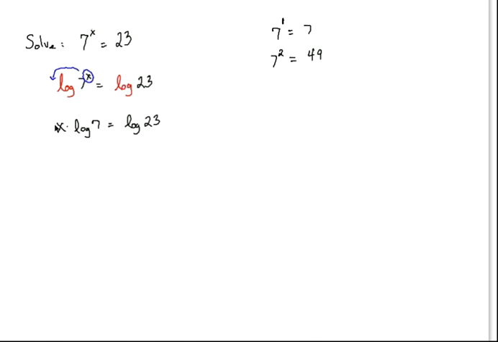Okay, so now I'm solving for x. X is down as a coefficient. So right now x is being multiplied by log 7. So if I want to solve for x, I'm going to divide both sides by log 7. So therefore, these divide out, and you just get 1x on the left-hand side. On the right-hand side, you get log 23 divided by log 7.